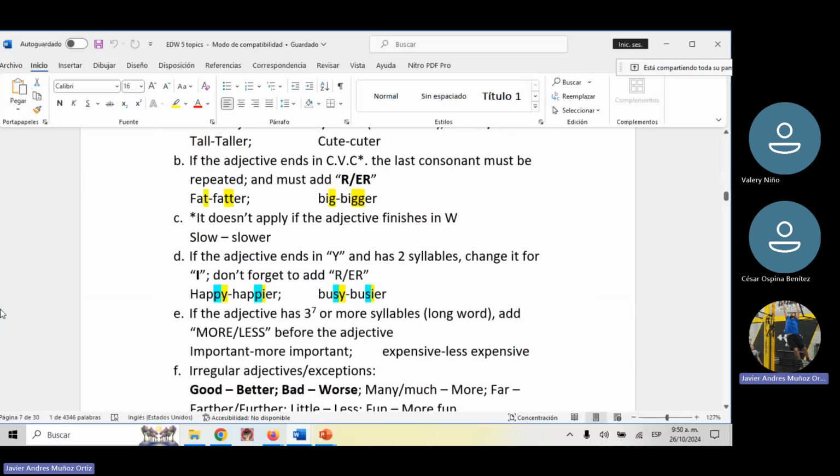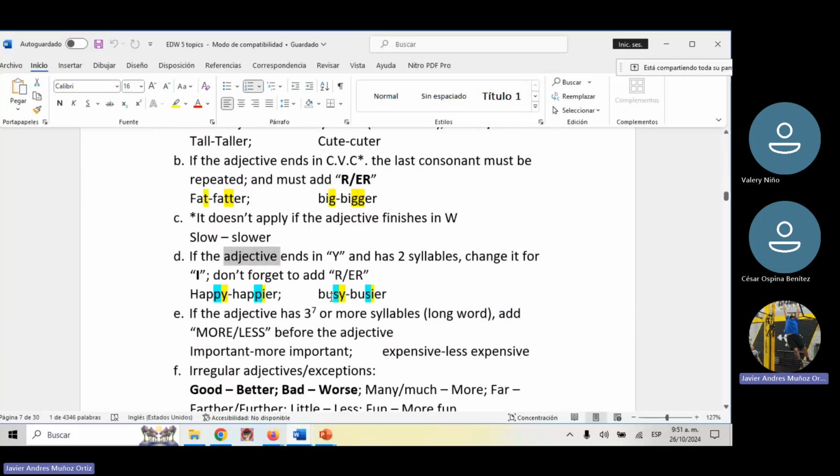For rule three, we already made the exception, so this is rule number 3. Rule 4. If the adjective ends in Y, like yellow, this letter is going to be modified, it's going to be changed, it's going to be replaced by IER for comparatives, IEST for superlatives.